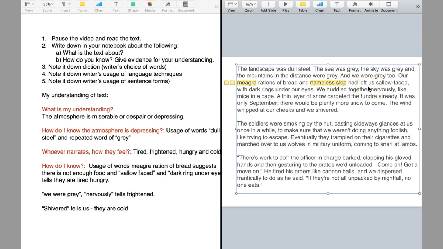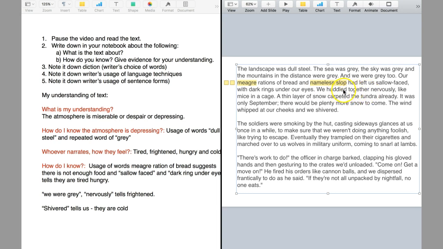Had left us sallow-faced. The sallow-faced is telling their face is kind of pale because they didn't have enough food. How do we know they don't have enough food? Because of meager and rations. Meager rations of bread tells they don't have enough food to eat, and the nameless slop tells somebody just pouring it carelessly in the name of soup. With dark rings under our eyes. The dark rings under our eyes tell they are not happy, they are tired, they are worried, those kind of things.